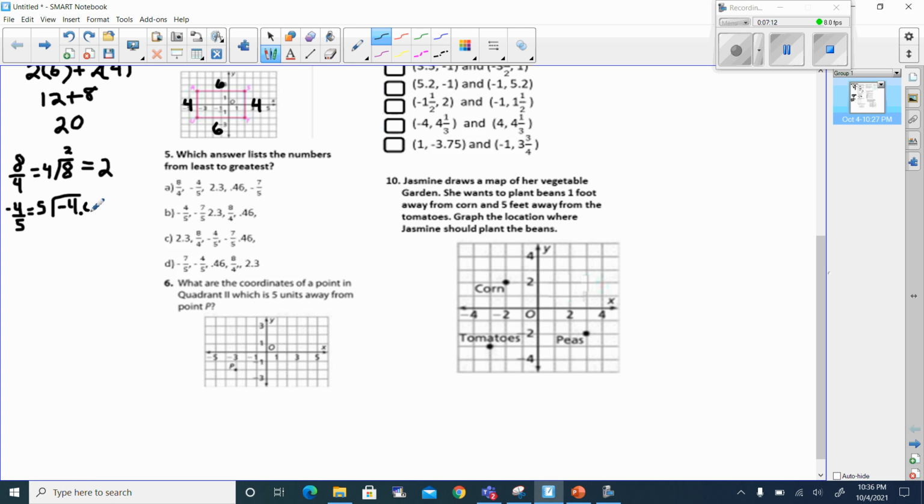I'm going to have to put a decimal point here. I know a negative divided by a positive will give me a negative number. And 5 goes into 40, I'll put my decimal here, 8 times. So this is going to be negative 0.8. Okay, negative 0.8. Next, we've got 2.3. That's already in the form that we need it to be, 2.3. Next is 0.46. That's another number that's already set.